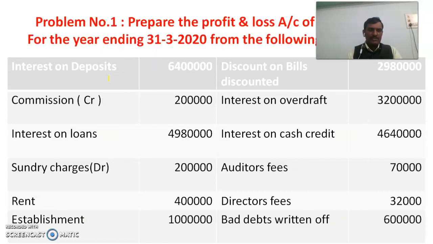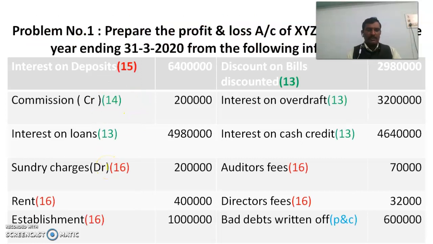Then likewise we have interest on loan, so this is to be taken under schedule number 13. Likewise sundry charges debit is operating expenses, to be taken under schedule number 16. Rent is also operating expense, to be taken under schedule 16. Establishment expenses is also operating expense, so it should be taken under schedule number 16. Then discount on bills discounted, so it is an interest earned, it should be taken under schedule number 13.